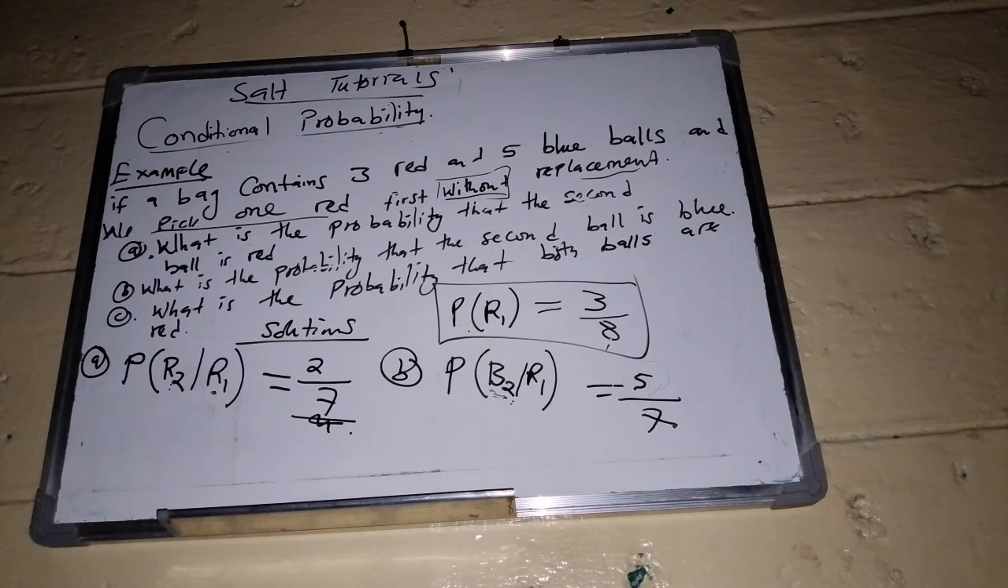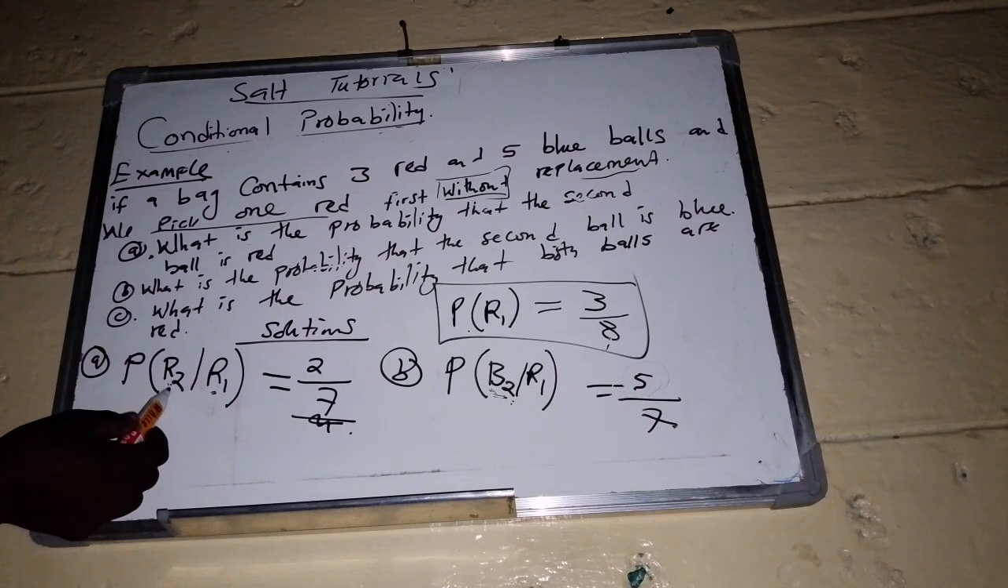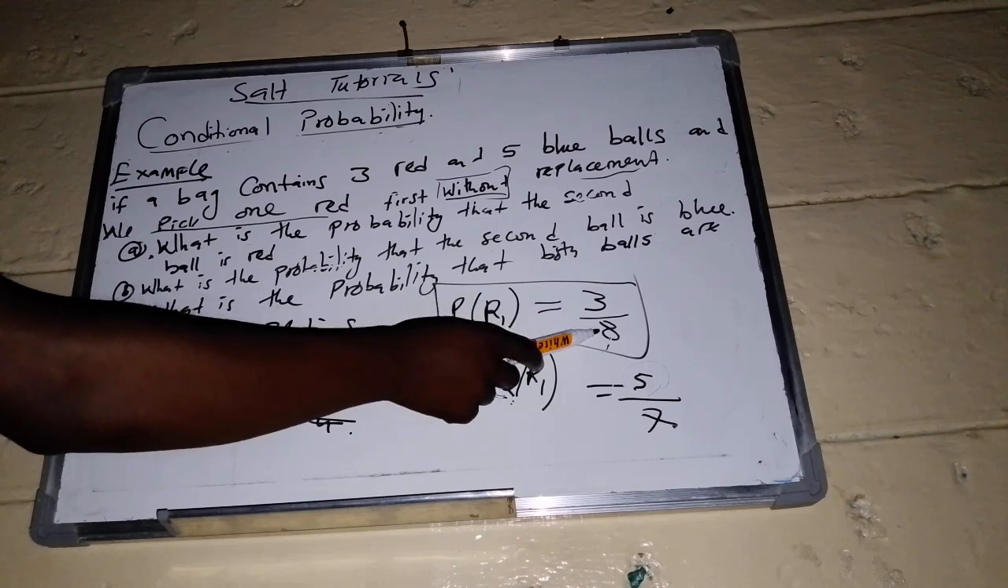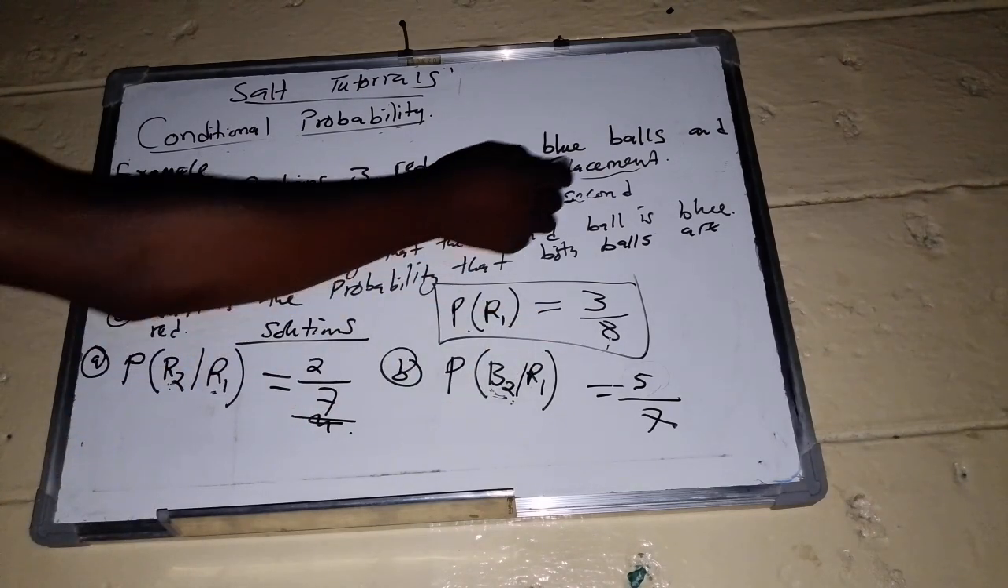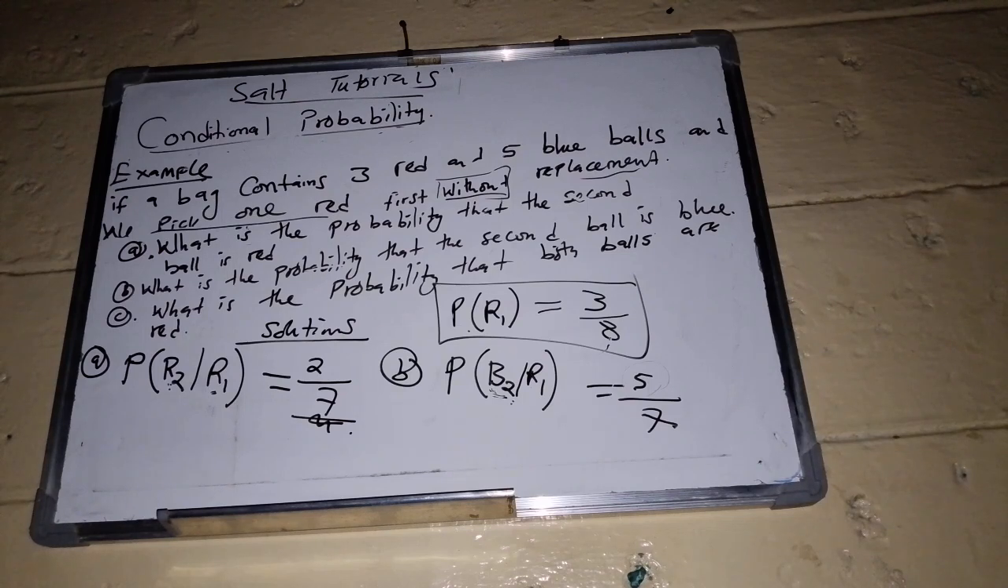If they were not affecting each other, then the events would have been independent, such that the probability of picking the second red ball would still be the same as 3/8, because the red picked the first time would have been replaced. So if the red was replaced, it means that we're now dealing with independent events. But if the red is not replaced, we are dealing with dependent events.